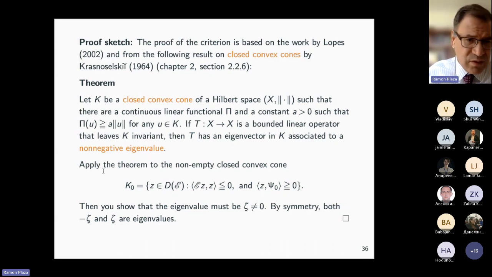to a times the norm of u, is coercive on the closed convex cone, if T is a bounded linear operator that leaves K invariant, then it has an eigenvector associated to the non-negative eigenvalue. So we apply this result to the following non-empty closed convex cone in our context. And then you can show that this non-negative eigenvalue has to be different from 0. And from the symmetry, you have that both minus z and z are actually eigenvalues. So this is how you prove this criterion.